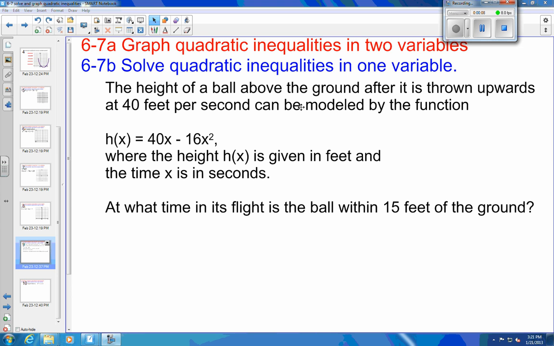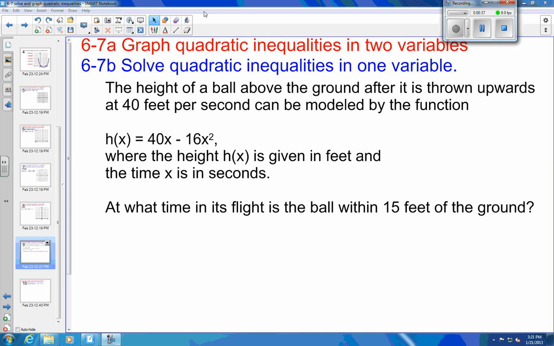This one we're going to talk about the height of a ball above the ground after it's thrown upwards at 40 feet per second. And we can model it with this function given right here, 16 feet per second squared being the acceleration due to gravity, and 40 feet per second being the initial velocity, where the height h is given in feet and the time x in seconds. What time in its flight is the ball within 15 feet of the ground?